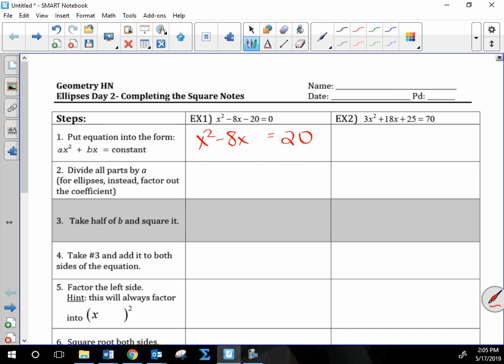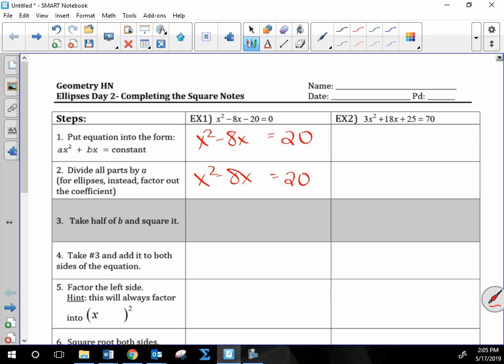All right, step 2 says to divide all parts by A. Once we get to our ellipses, instead of dividing, we're just going to factor out. Here, my A value is 1, so we don't have to worry about that. As you can see, for example 2, we would have to do something with that. We'll get there. Okay, so we still have x squared minus 8x equals 20.